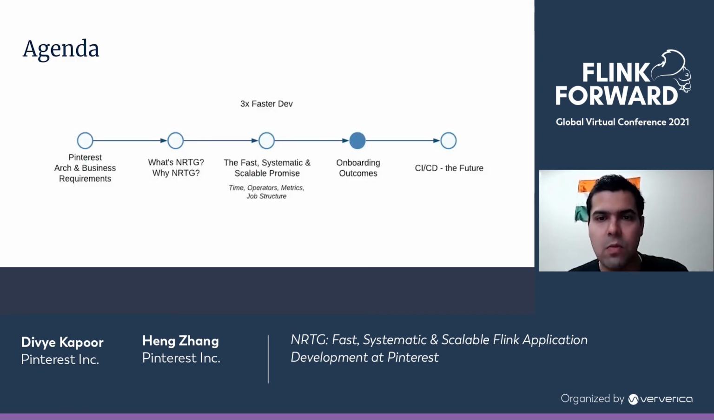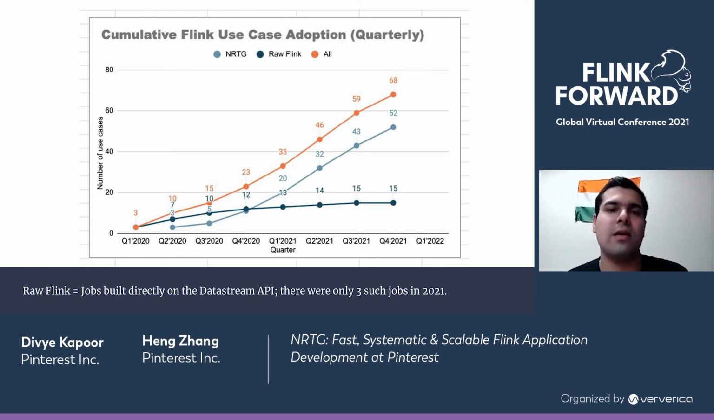And so what was the outcome of our onboardings? We got great adoption. And if you're looking at 2020, that was when we built out the bulk of the system. And after that, it's been more or less a very smooth growing curve. And raw Flink jobs on the data stream API have settled down to a very, very low onboarding rate.